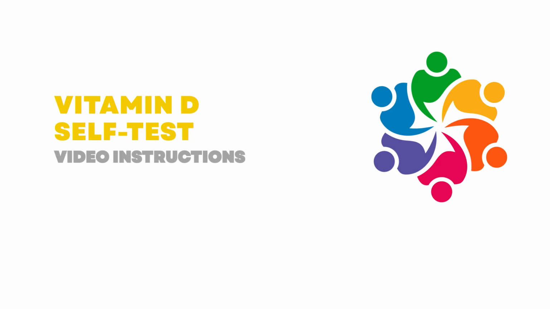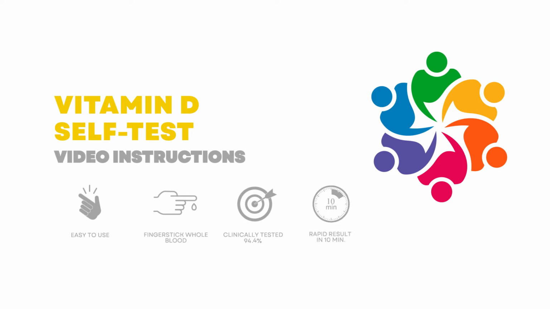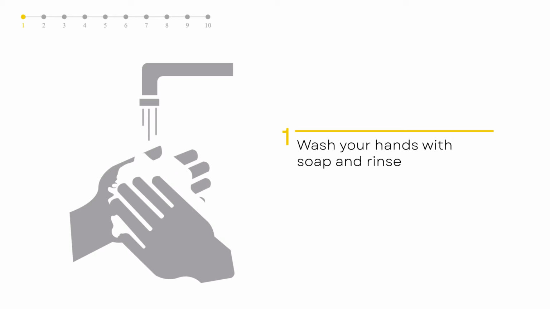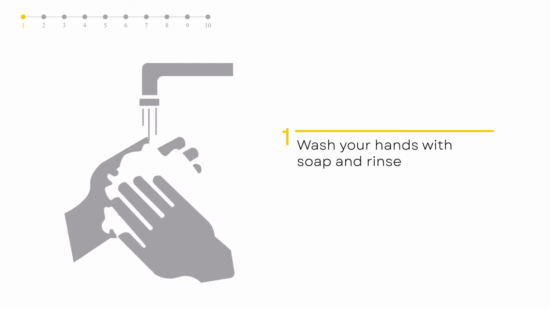SILEX's vitamin D test is an easy-to-use self-test that helps determine the level of vitamin D in the blood. It takes just 1 minute to take the test and 10 minutes to wait for the results. Wash your hands with soap and warm water and dry them.